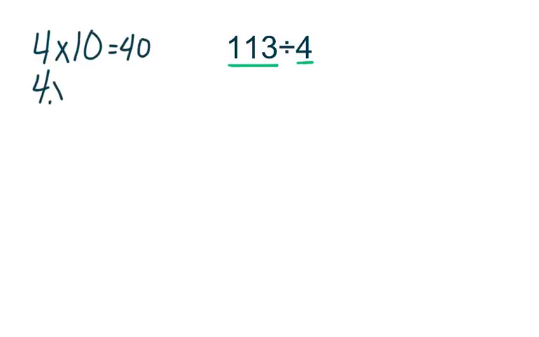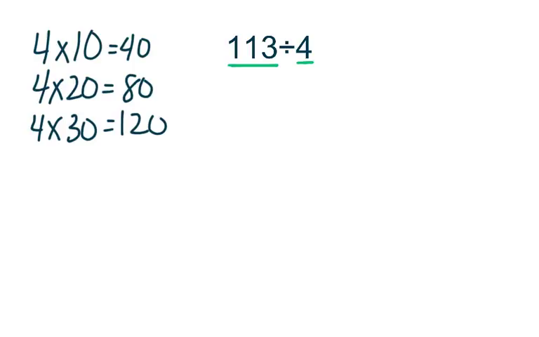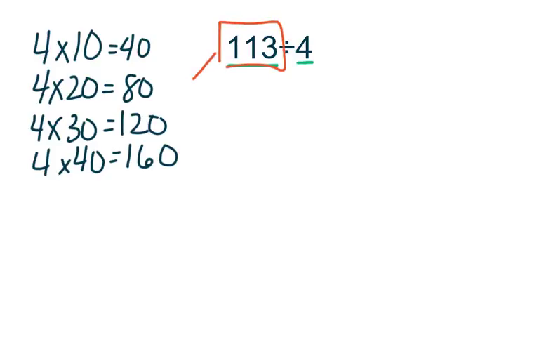Now I can jump to 4 times 20 equals 80. 4 times 30 equals 120. 4 times 40 equals 160. I don't need to go step by step, one number by one number by one number. It's not necessary. So again, I'm still looking for my sandwich, and I found it, so I can stop. My 113 falls between my 80 and my 120. So it's right there in that sandwich.